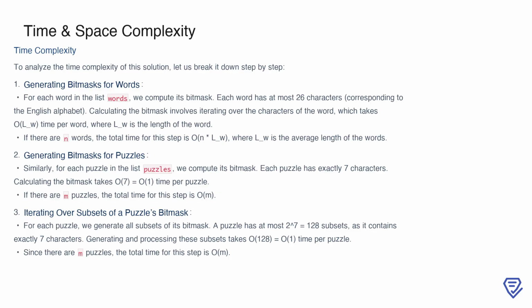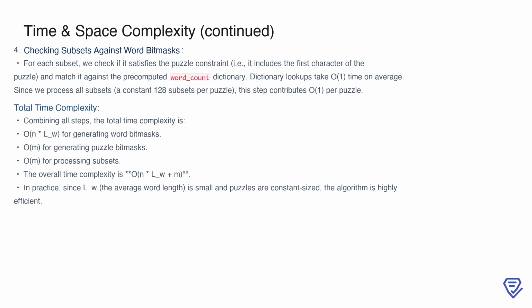O(m) to the complexity. Next, for each subset of a puzzle's bitmask, we check 2 conditions. Does it include the puzzle's first character, and does it match any pre-computed word bitmask in the dictionary? These checks are efficient. The subset validation is straightforward, and the dictionary lookup for word bitmasks is O(1) on average. Since a puzzle has a constant 128 subsets, validating all subsets for one puzzle takes constant time, O(1). For M puzzles, this adds another O(m) to the total time complexity.